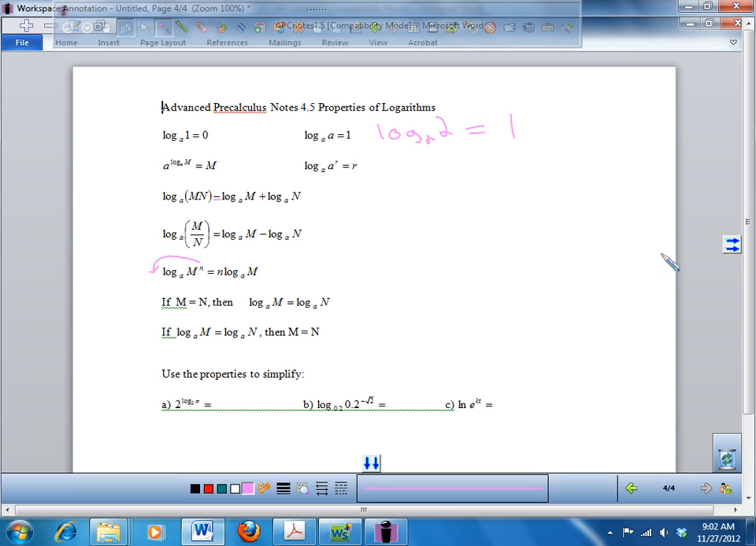Is it called rolling the log? Is that supposed to be a pun? Rolling the log? Kind of. Just kind of a way to remember it. Yeah. Roll the log in front.